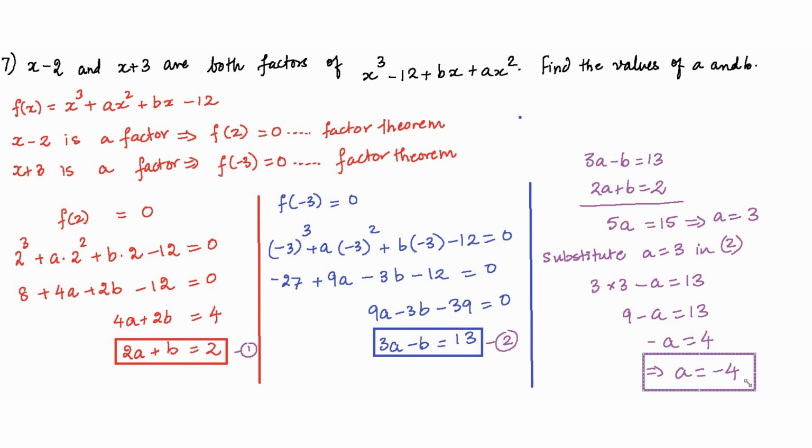Again, just to recap, we were given two factors. So using the factor theorem, we were able to build the two equations. And once we built the two equations, we could start using the concept of simultaneous equations to find the values of a and b. So this was the approach in solving this question, and I will pause for a few seconds and then we will continue with the next.